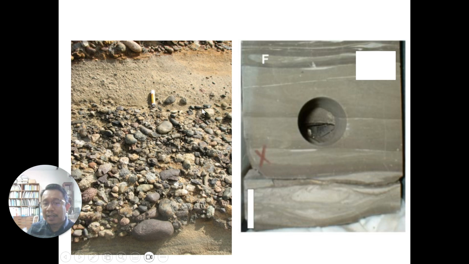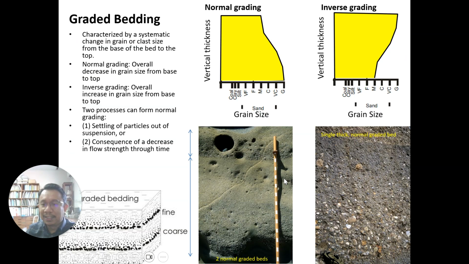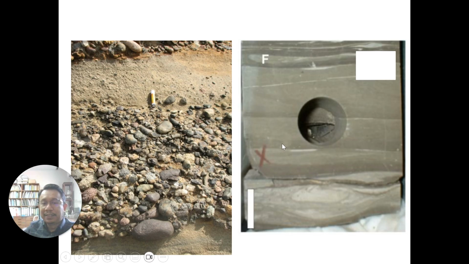You can also have the other way around, where you have inverse graded beds or reverse grading. In inverse grading, there is an overall increase in grain size from the base to the top. In this case, you have the sedimentary log. It goes from medium grain sand at the bottom, but the grain size gradually changes to coarse, to very coarse, to gravel as you move up section. So that is inverse grading or reverse grading. And these are examples of inverse grading or reverse grading.